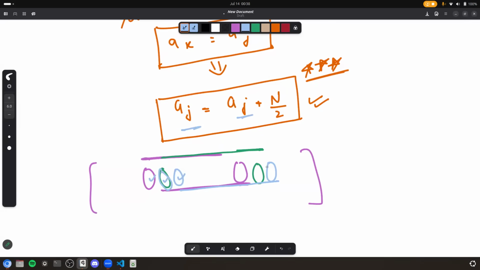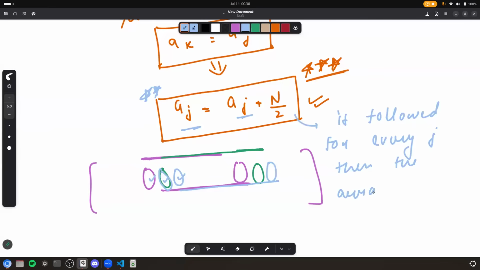And now all of these three subarrays would have the same sum if this property follows. Basically, if the green ones had the same value and blue ones had the same value and purple ones had the same value. So this is the property that if followed for every J, then the array A is not good. So what we can do now is calculate the total and then subtract the not good arrays from it, and then we'll get the good arrays.